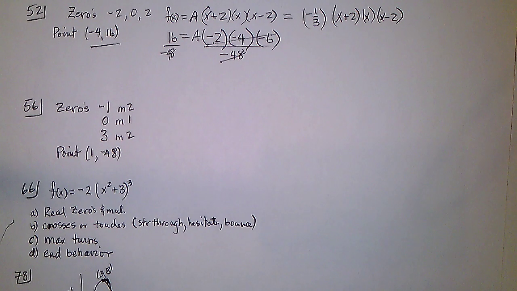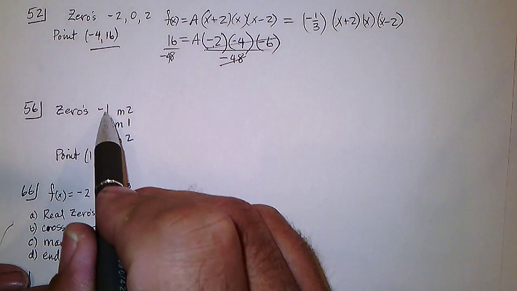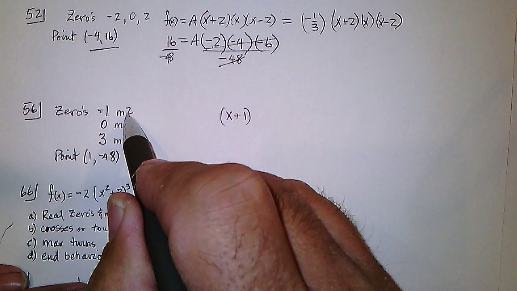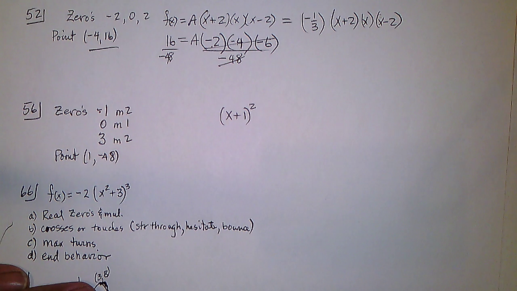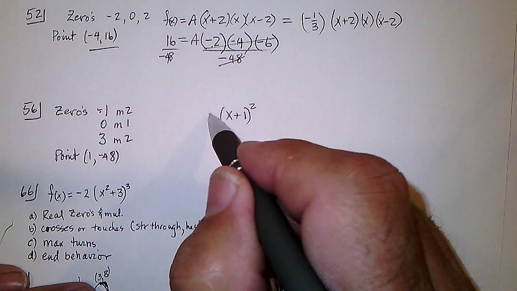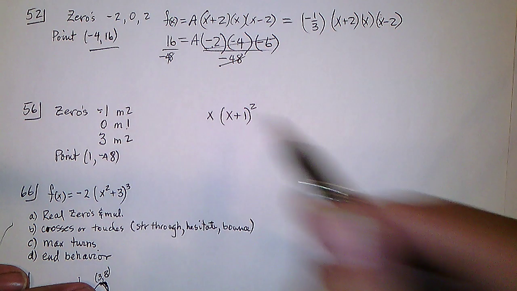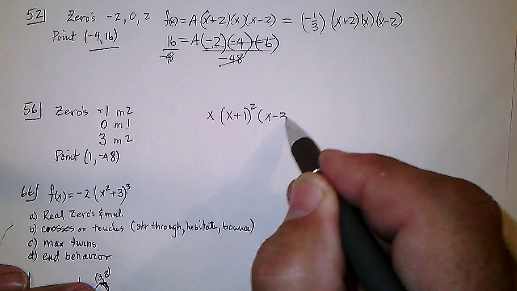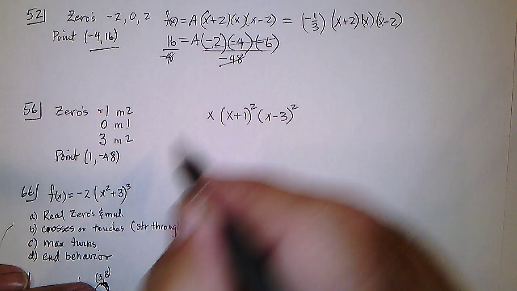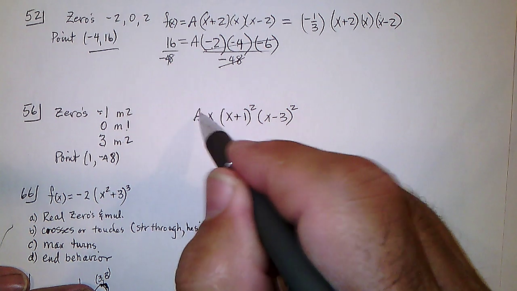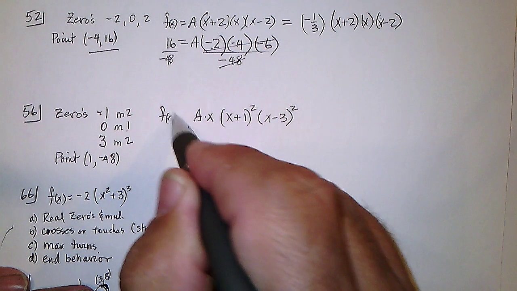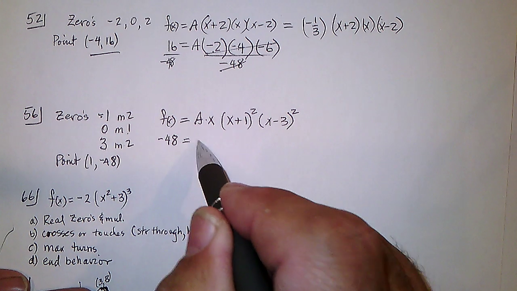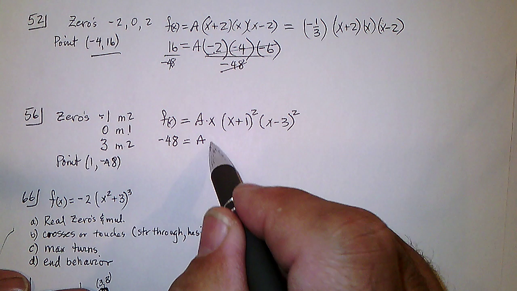Now 56 says we have these zeros. Minus 1, so that means x plus 1 is a factor. It has multiplicity 2, so it has to be a factor twice. 0, so that means x, and that's 1, so we just have an x. And a 3, so x minus 3 twice, times some number would be the function. And it's minus 48 when x is 1.